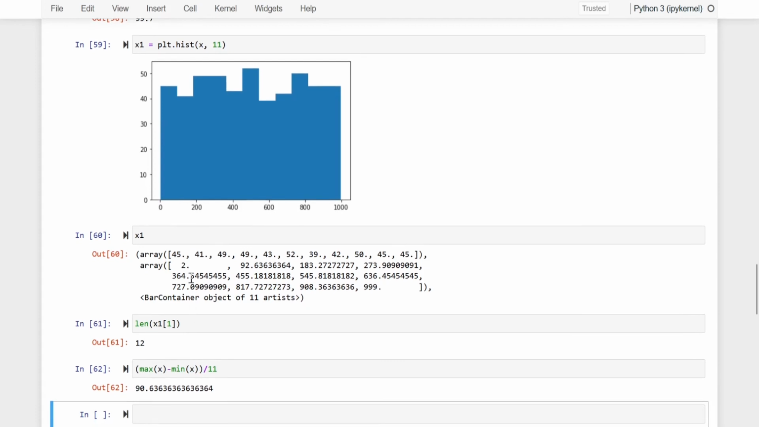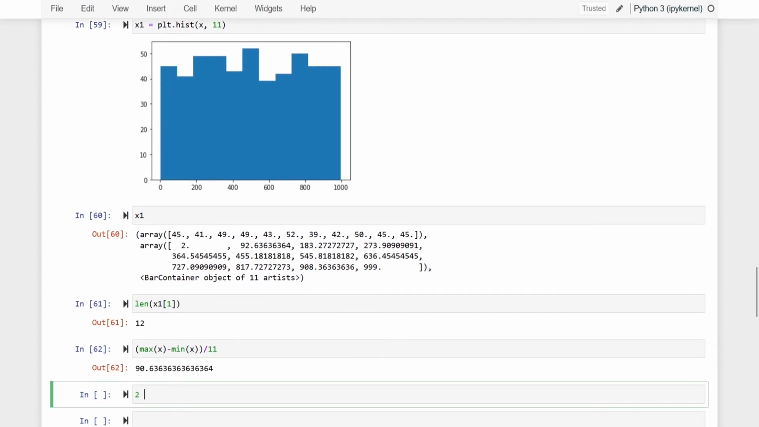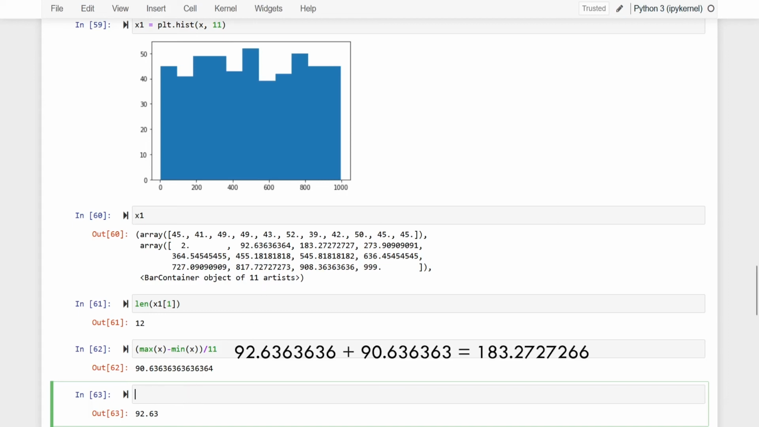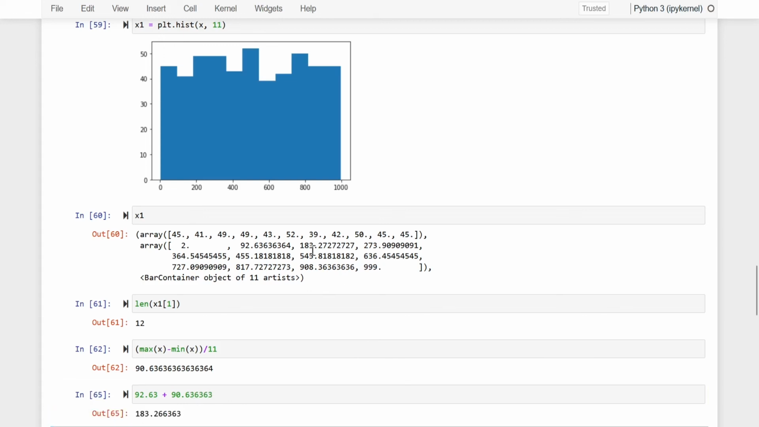90.63. To add 2 plus 90.63, what are we going to get? 92.63. And we will add 90.63 to 92.63. What are we going to get? 183.26. Look, 183.2, we are getting 6. Okay, so this is the number we are going to get.